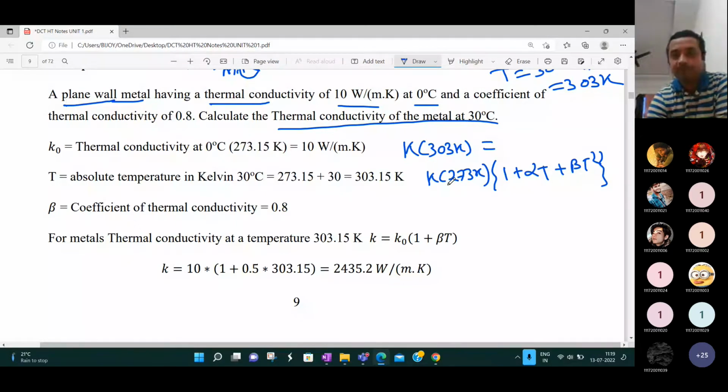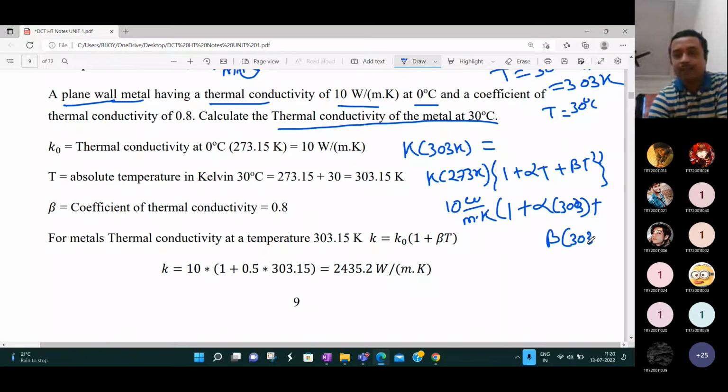So what is the K at 0 degree centigrade? It is 10 watt per meter Kelvin into 1 plus alpha. What is the temperature? 30 degree centigrade means 303 Kelvin, plus beta into T square, 303 square. This is the formula. But there is a certain correction.